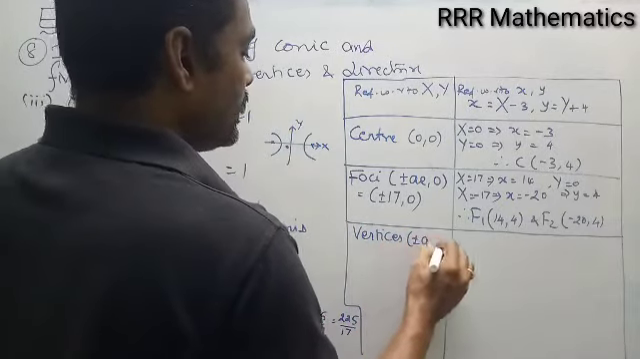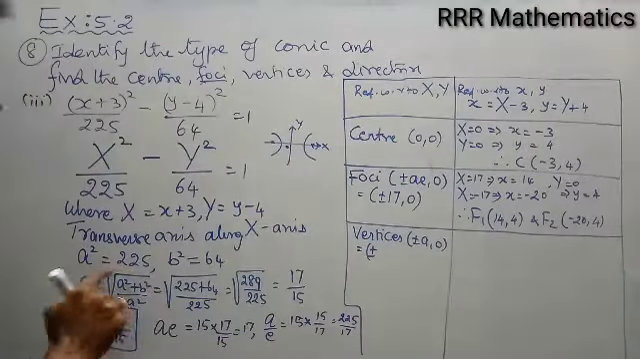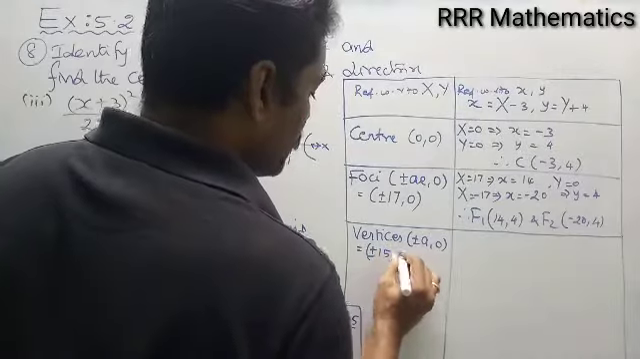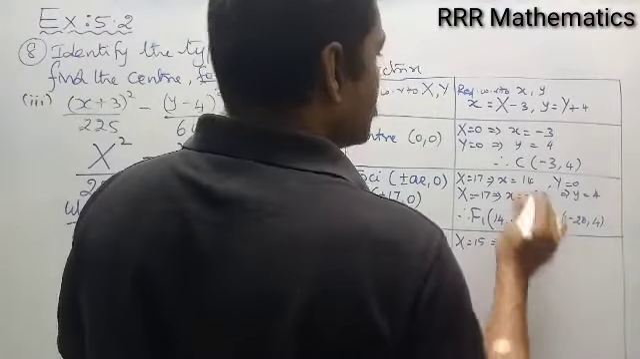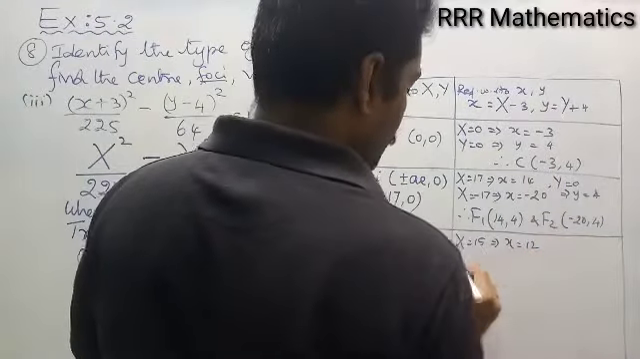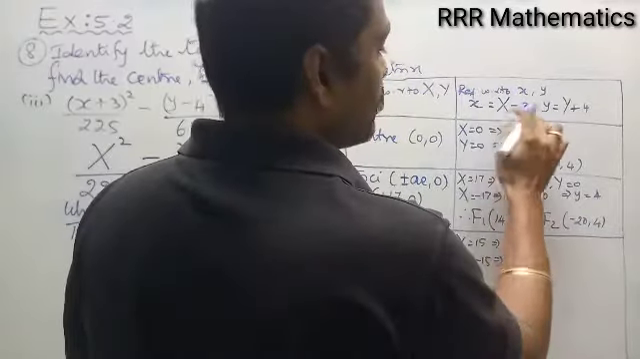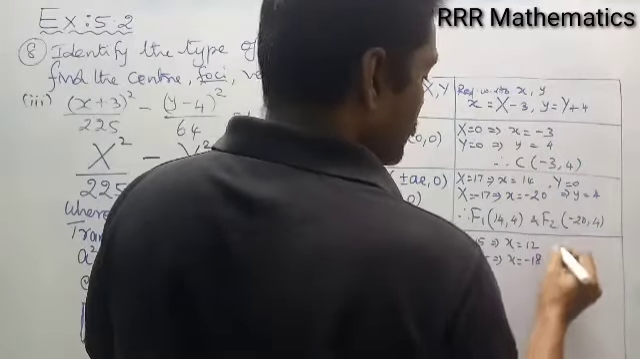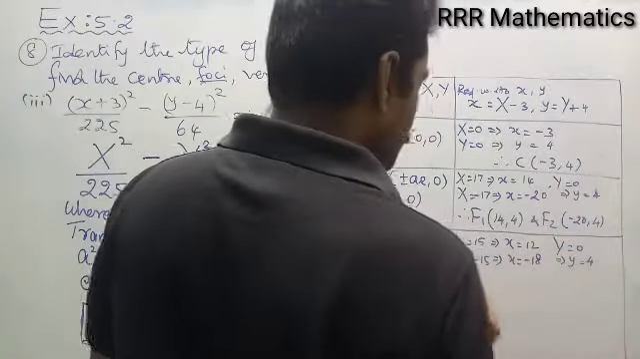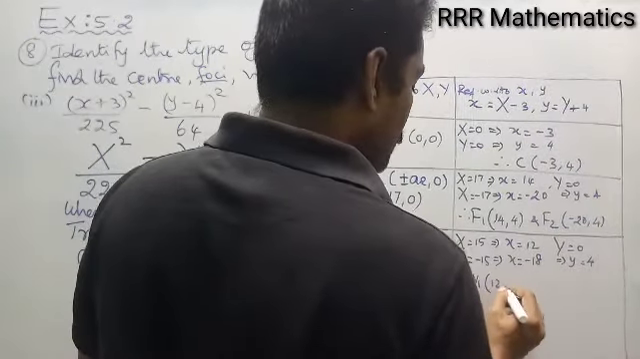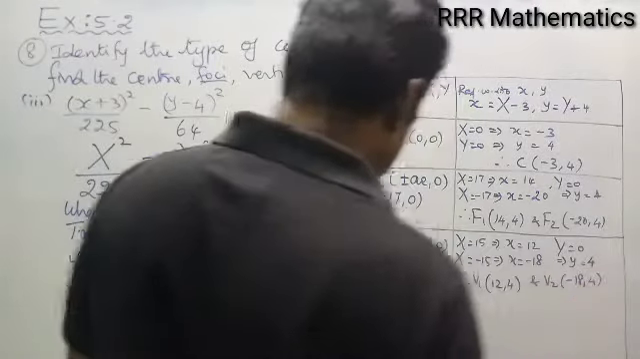Plus or minus A comma 0. That is plus or minus what is A? After taking square root it gives 15. 15 comma 0. When capital X equal to 15 implies 15 minus 3, 12. Capital X equal to minus 15. Replace here minus 15 minus 3 minus 18. Capital Y equal to 0 implies small y as 4. So in this case B1 12 comma 4 and B2 minus 18 comma 4. Got it?